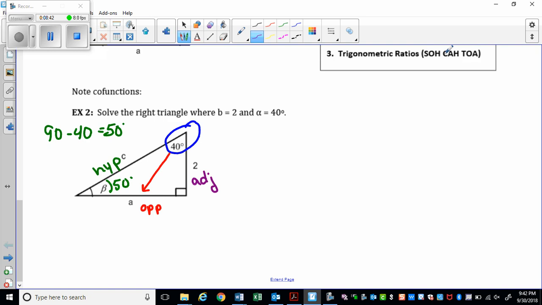So we need to look at our SOHCAHTOA. Which side uses adjacent and opposite? We need adjacent and opposite. Well, adjacent and opposite, that's tangent. So I'm going to write tangent of what degrees? Tangent of 40 equals, opposite comes first. The opposite side is A over adjacent side is on the bottom, and my adjacent side is 2. You guys remember what to do? In geometry, what I taught you guys to do is to cross multiply. 1 times A is A.